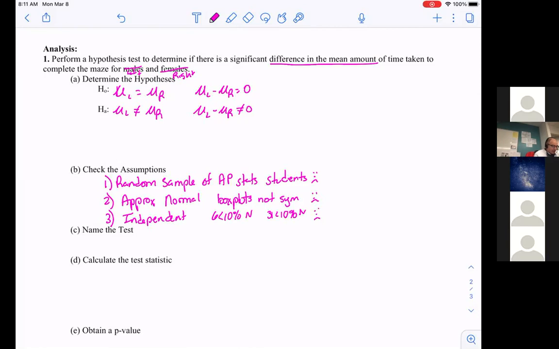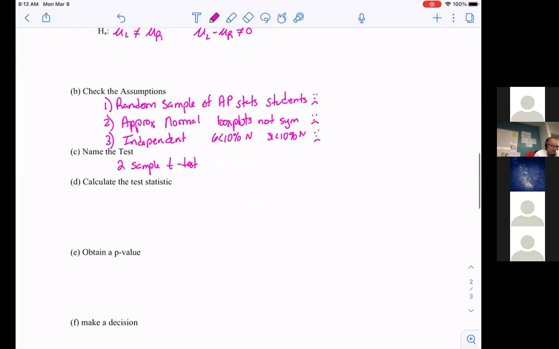This is more about the mechanics. So name a test. This is going to be a 2-sample t-test. Okay. It asks us to calculate that test statistic. So again, it's going to be the difference in something. So if we go up here to, we observed a difference of, and again, this is where it comes, might need my notes here.